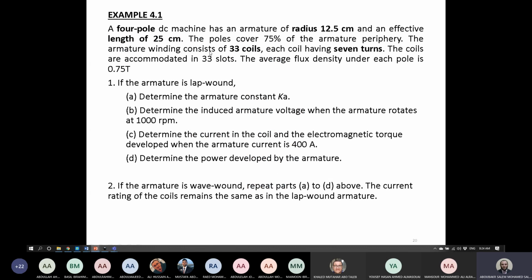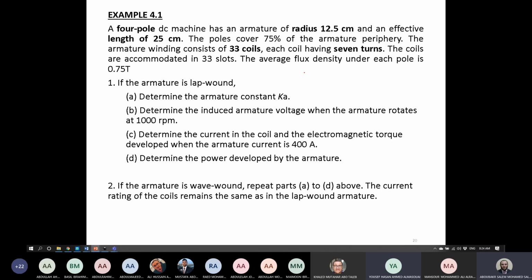The armature winding consists of 33 coils. So this is the number of coils. Each coil has 7 turns. For this, guys, how many conductors do we have now? We have 7 turns, 33 coils. So how many conductors? 2, 7, 33.